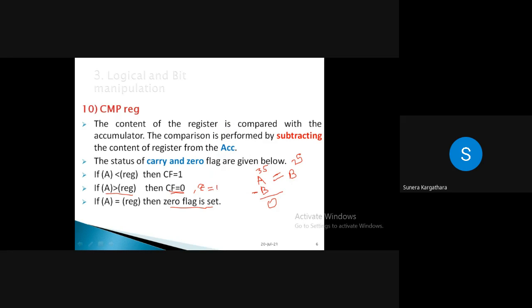But if you are subtracting 35 from 25, right? Your accumulator's content is less than register's content. What will happen? You need to take a borrow, and borrow will be reflected in flag register in place of carry flag. So you will find your carry flag is set to 1, right?